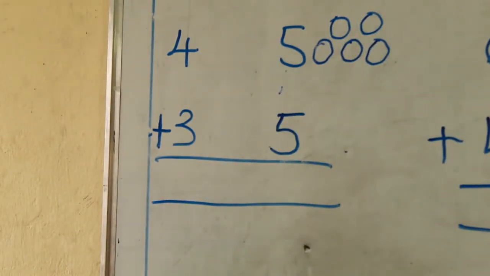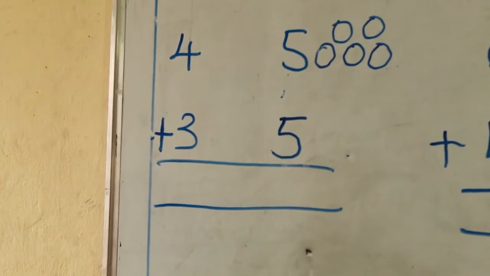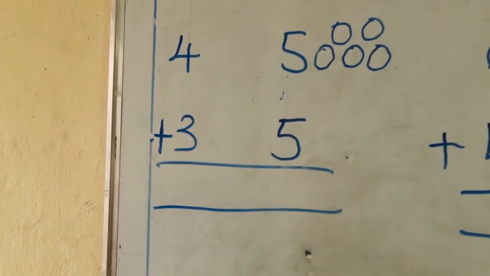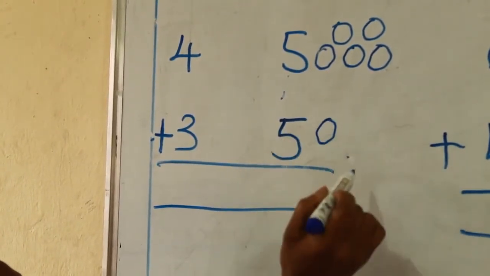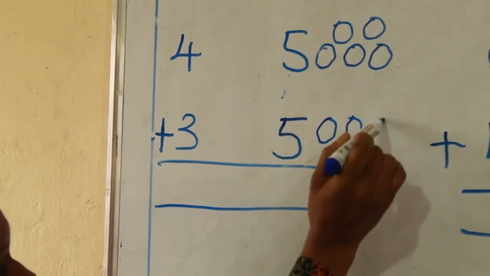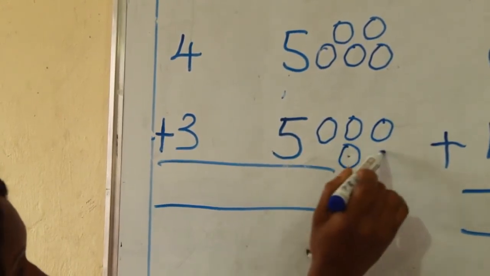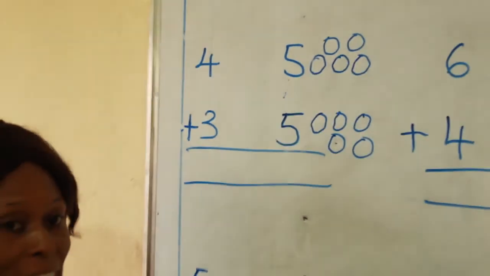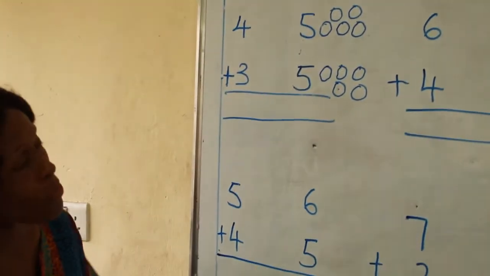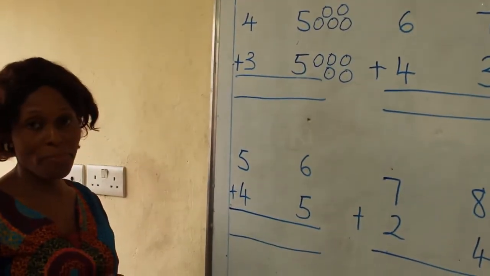Now let's go to the next number. This is number 5. Now we are going to draw 5 counters. Let's count together. 1, 2, 3, 4, and 5. Now we've drawn out our counters. What do we do next?